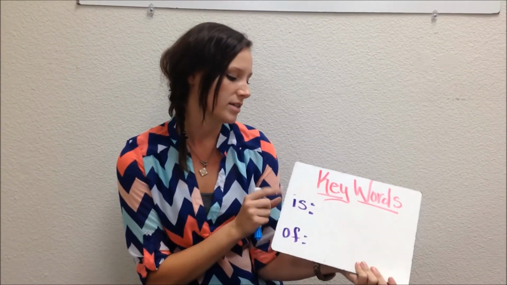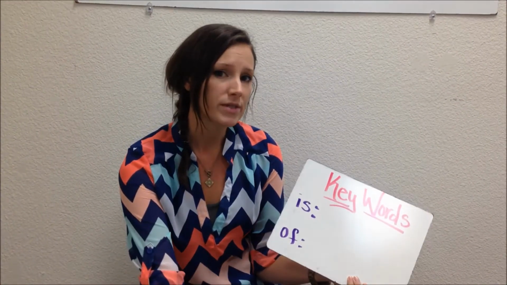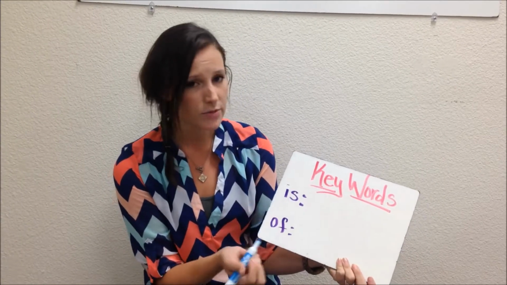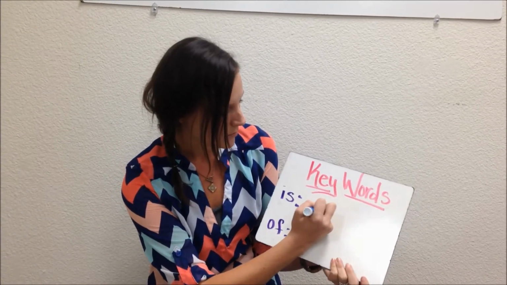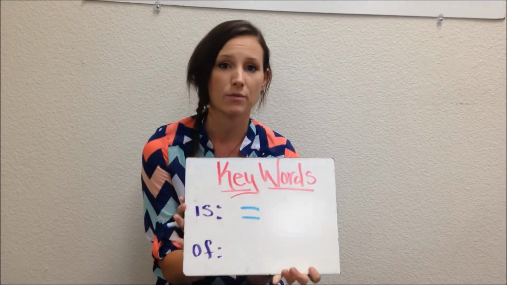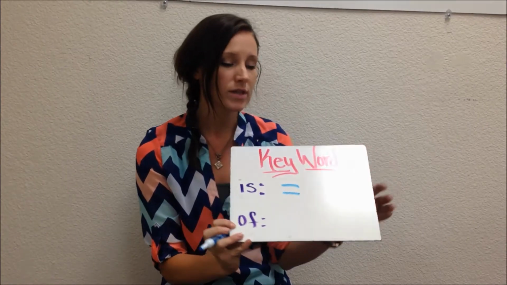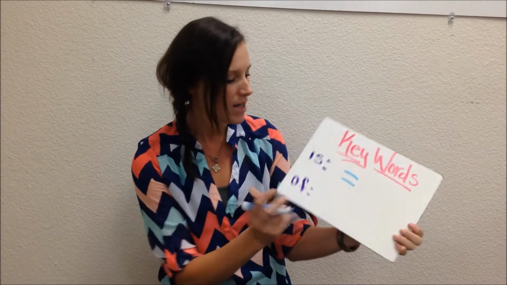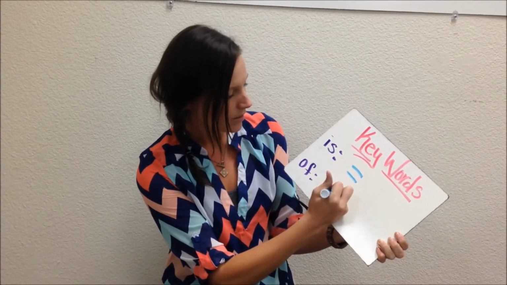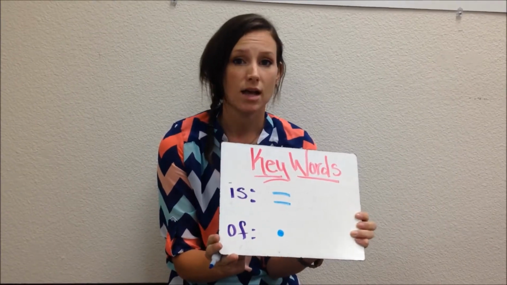The first key word is the word is. Whenever you see the word is, it represents an equal sign. So we're going to go ahead and put an equal sign by the word is. The other key word is the word of. Whenever you see the word of, it means to multiply. So I'm going to go ahead and put a little multiplication sign because of means to multiply.